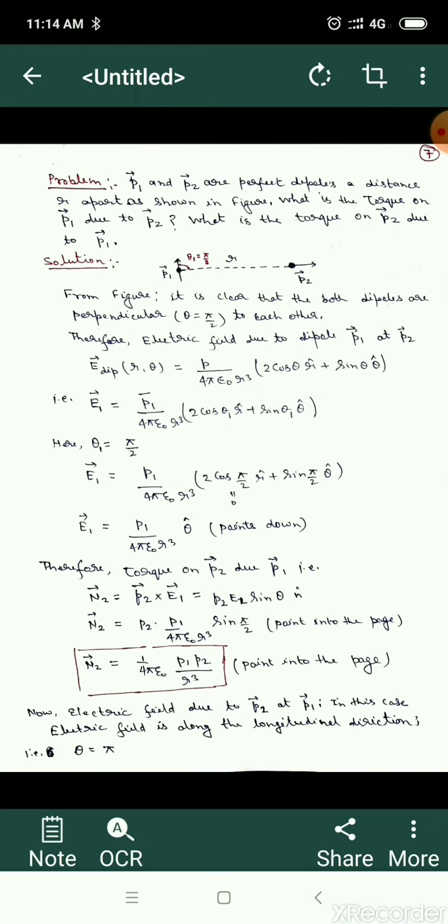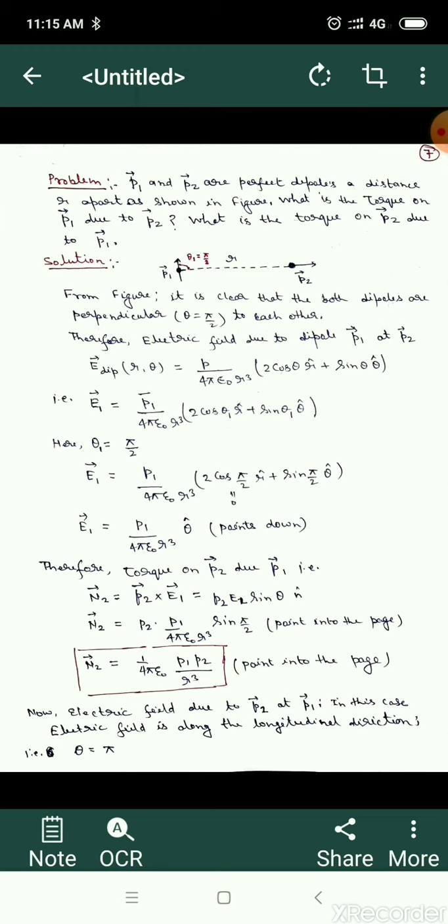Therefore, the torque on P2 due to P1, that is how much torque is exerted by P1 on P2, because P1 is inducing an electric field. Let us say the torque on P2 is N2, which is equal to P2 cross E1. Here E1 is the electric field due to dipole P1. So P2 E1 sin theta n unit vector, with theta equal to pi by 2, we can write N2 is equal to 1 upon 4 pi epsilon 0 P1 P2 upon r cube, pointing into the page.